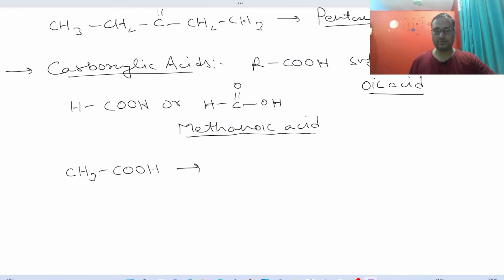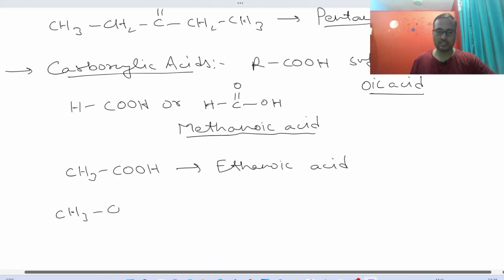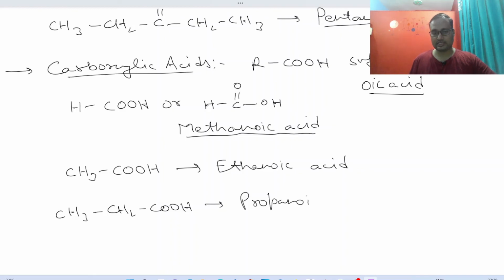CH3COOH can be written as ethanoic acid, and then CH3CH2COOH can be written as propanoic acid. Like that of aldehyde, carboxylic acid also doesn't come in between the chain. It's always present at the terminal of the carbon chain. Similarly, we can write down the names of the different carboxylic acids which are present in your syllabus.